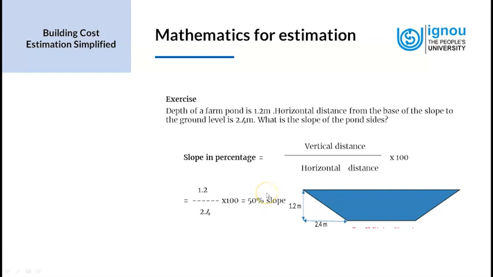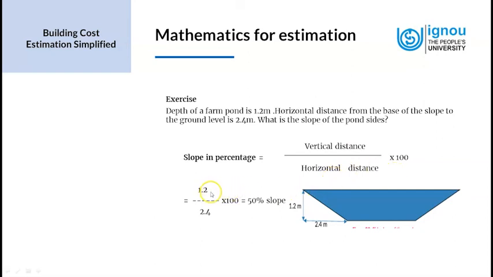Now we have an exercise. The depth of a farm pond is 1.2 meters, and the horizontal distance from the base of the slope to the ground level is 2.4 meters. What is the slope of the sides of the pond? We know that the slope in percentage, the formula is vertical distance by horizontal distance into 100.